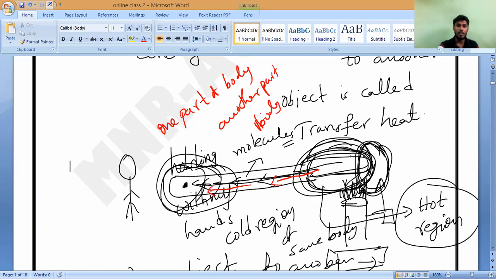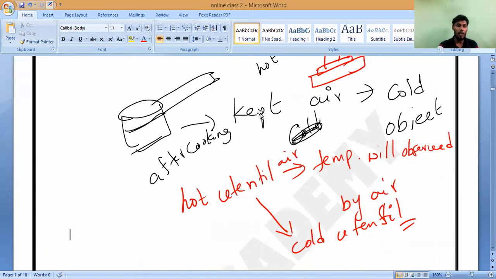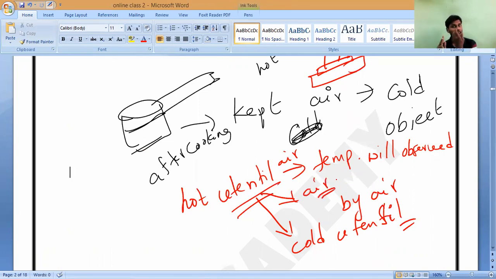But if you observe the second case, heat is transferring from where to where? From hot object to cold object. Correct or not? Yes, sir. One time from the gas stove to the utensil, and again in the second case from the utensil to the air. So these are the two modes of heat. It may transfer inside the body or from one body to another body.